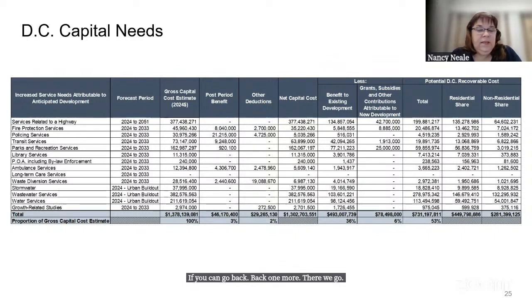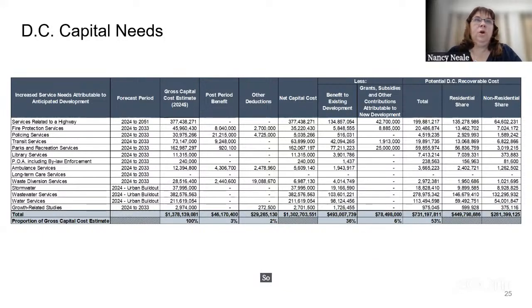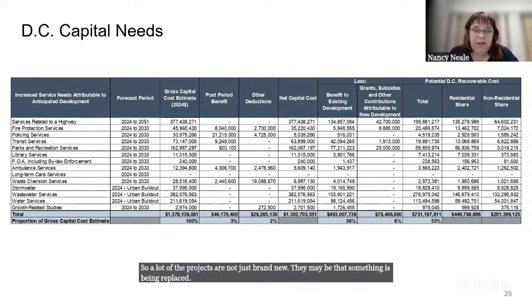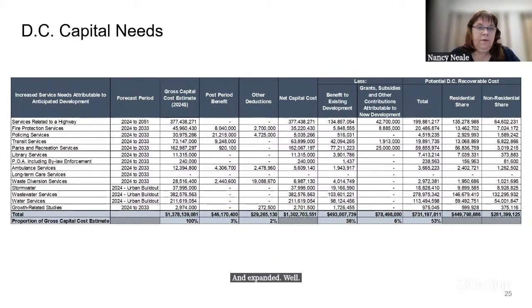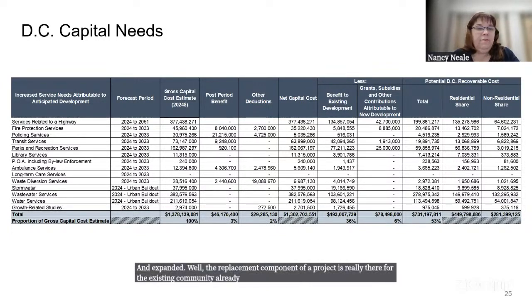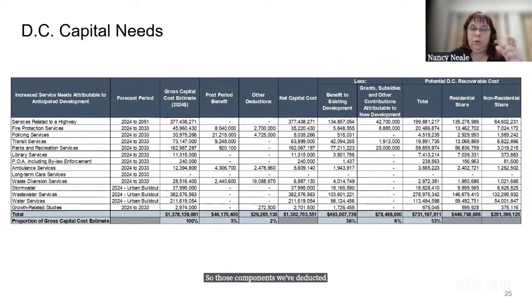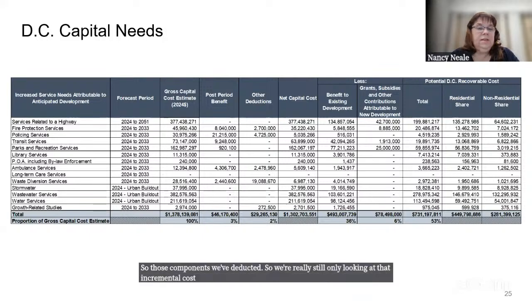And then you'll see that over $493 million has been deducted as a benefit to existing. So a lot of the projects are not just brand new. They may be that something is being replaced and expanded. Well, the replacement component of a project is really there for the existing community already, and the city would have to eventually replace that as part of their life cycle or asset management. So those components we've deducted. So we're really still only looking at that incremental cost that is needed to service growth for upgrades or expanded infrastructure to service the growth.